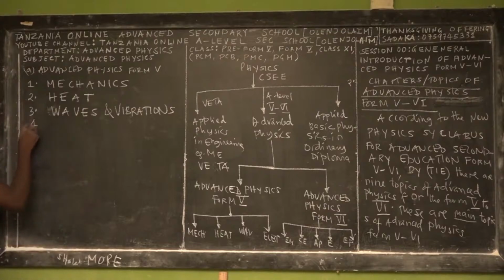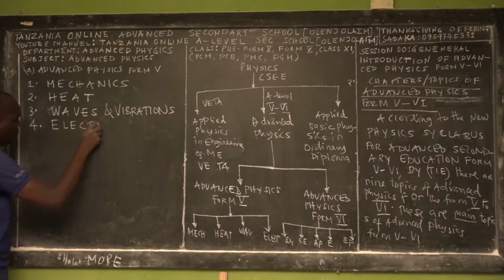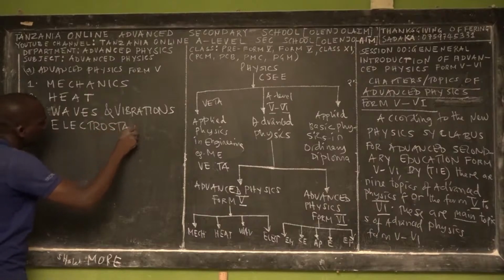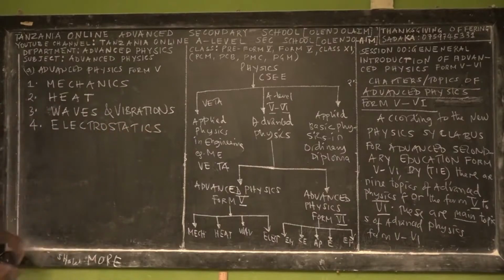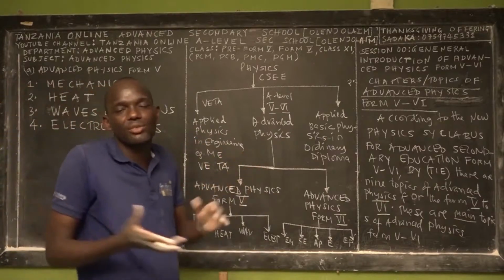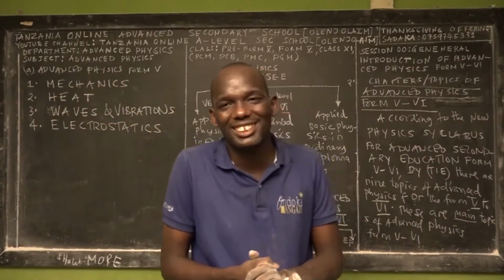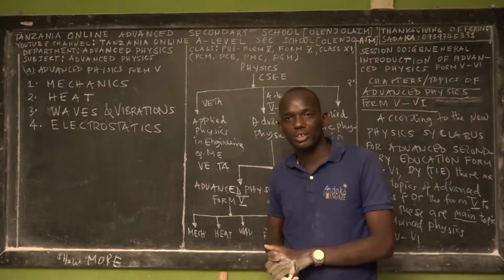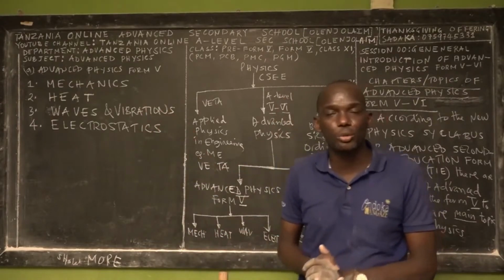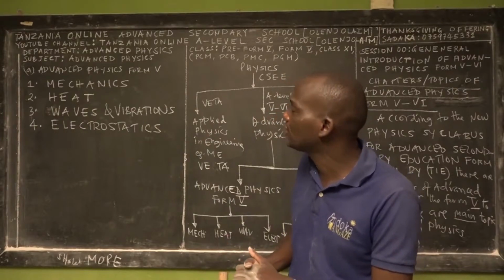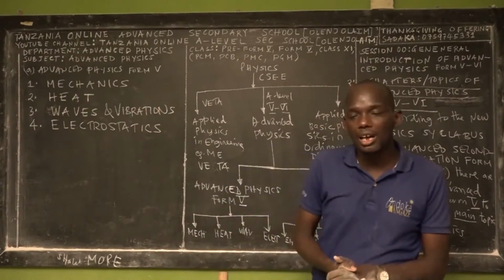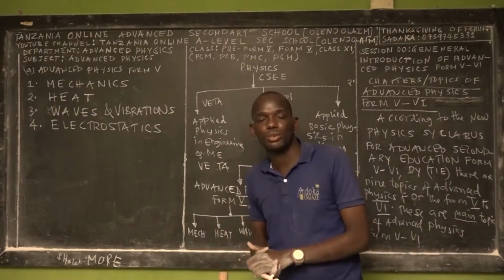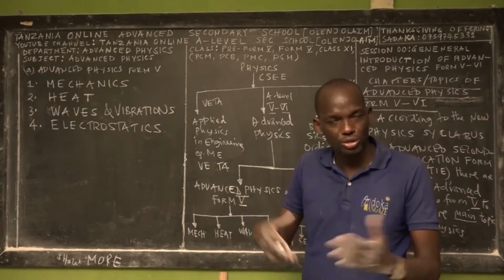Very interesting topic. Okay, the first main topic is called electrostatic. Some of the books call it what? Static electricity. So in Advanced Physics Form 5, we have just 4 main topics. But each topic breaks down into branches. For example, heat breaks down into 3 topics. The first one is thermometry and thermometers, and the second one is called heat transfer, and the last one we call thermodynamics. First law of thermodynamics.